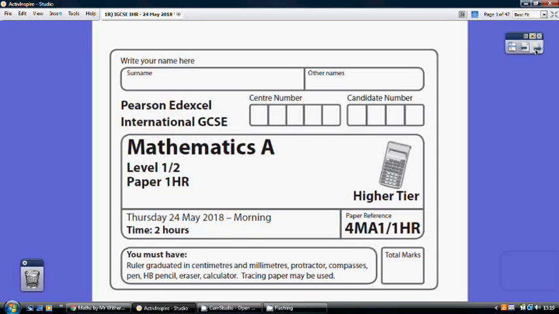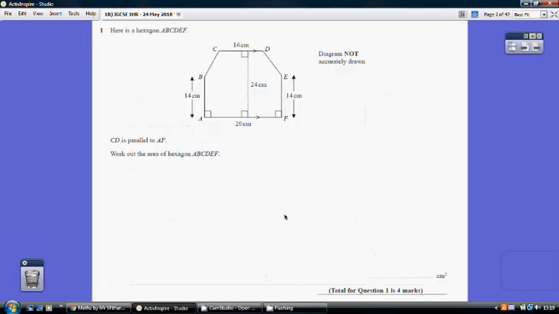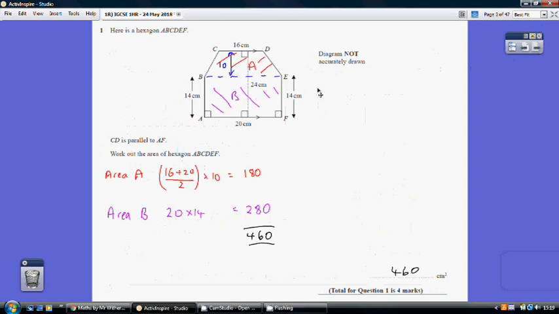Question 1. So we're being asked to work out the area of this hexagon. So we really need to break up this compound shape into manageable shapes. So I've done a line from B to E.